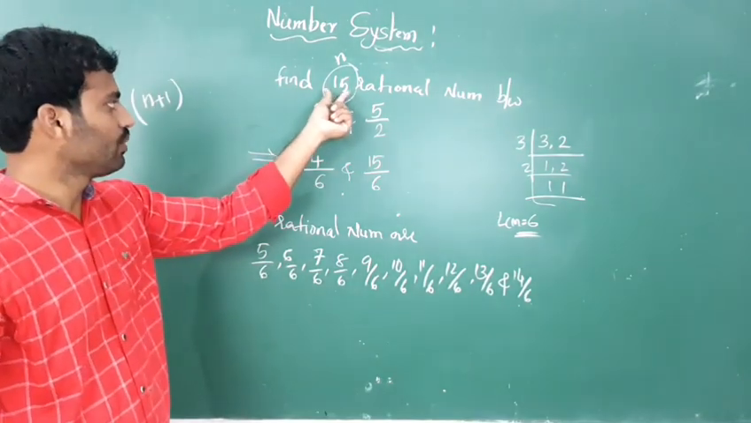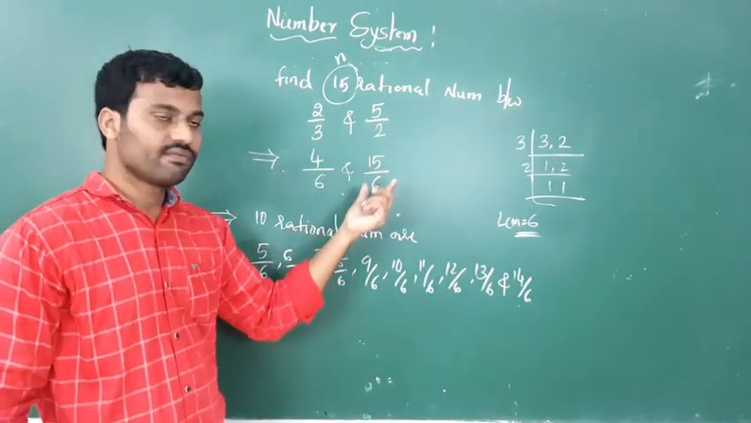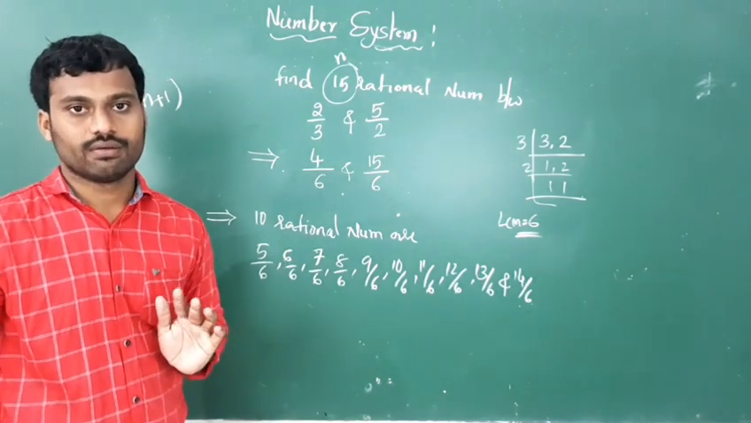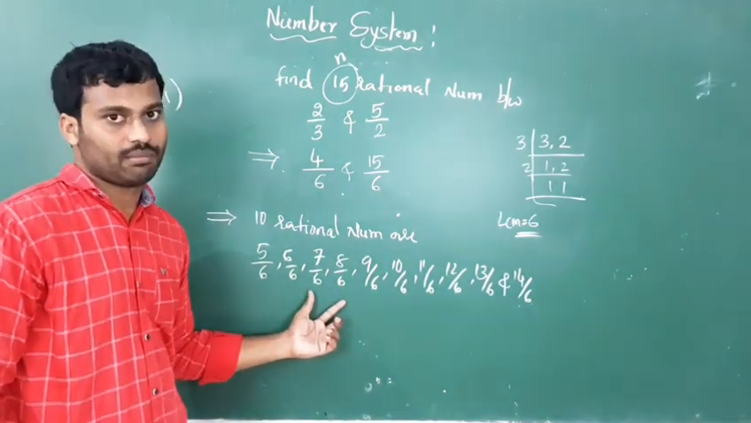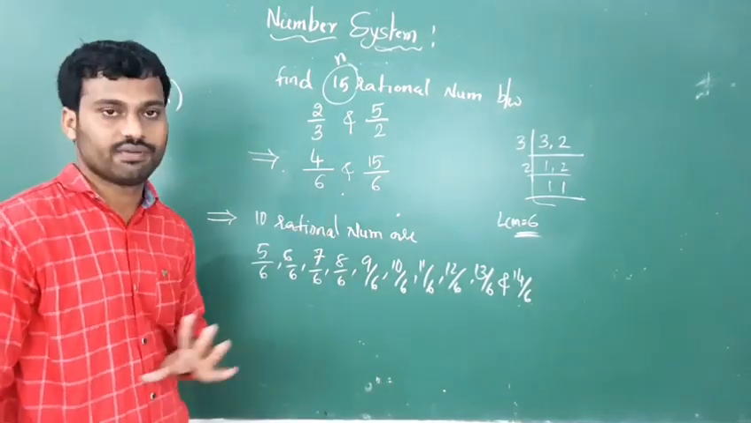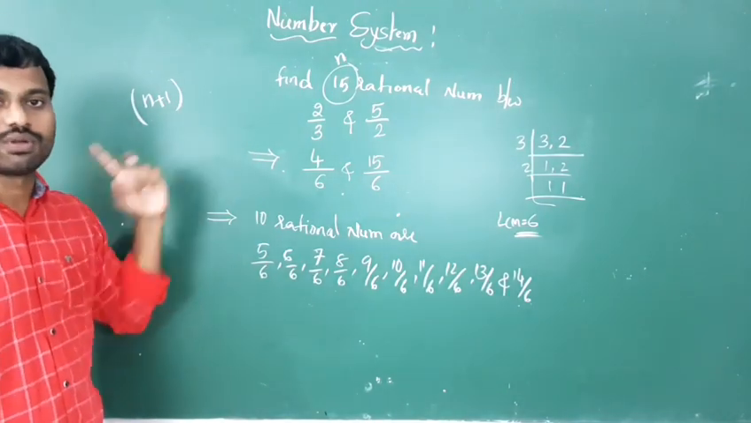Suppose you take this example only. Here they are asking for 15 rational numbers, but in between 4 and 15 there is no 15 numbers. Only 10 numbers are there. Okay, no? Maximum we can find 10 numbers, or fewer also we can find. But they are asking 15. So for that what do we have to do? We should apply this concept, the 10 plus 1 concept.